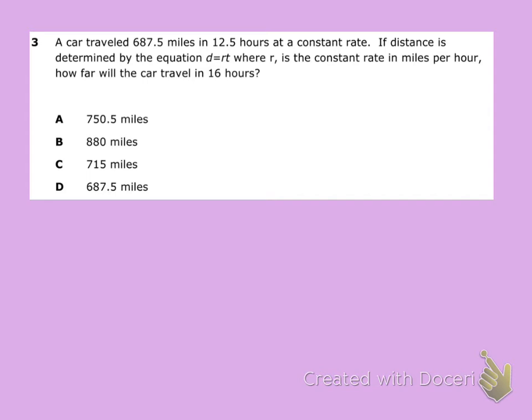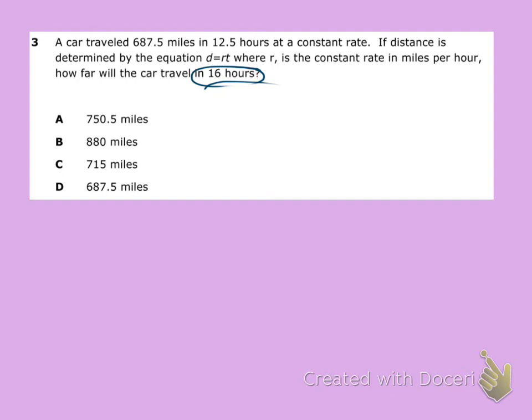So, a car traveled 687.5 miles in 12 and a half hours at a constant rate. If distance is determined by the equation D equals RT, where R is the constant rate in miles per hour, how far will the car travel in 16 hours?